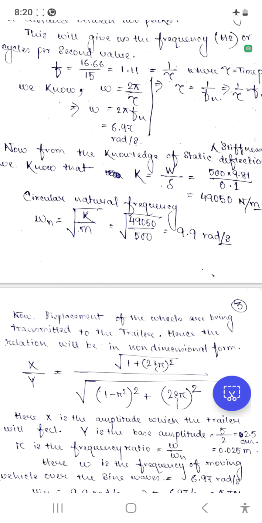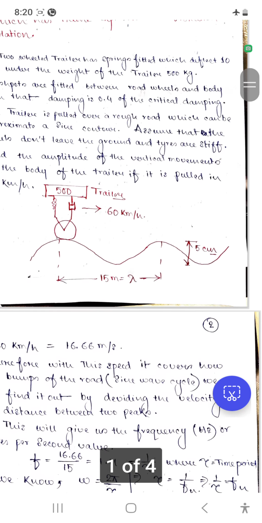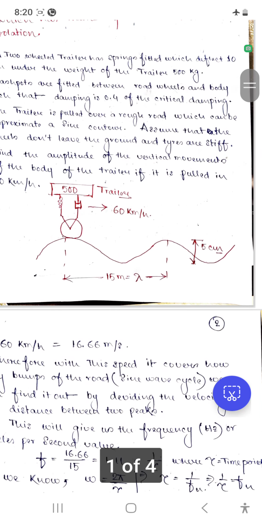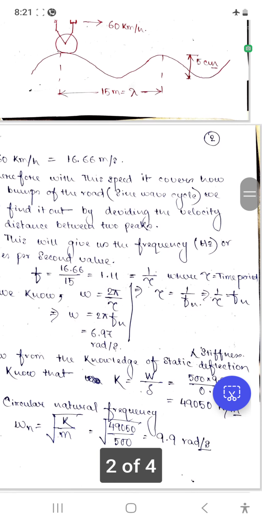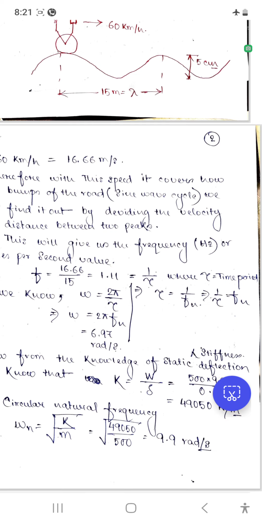And it can be more than that also. The displacement amplitude here is 2.5, so it can be more also. The effect on the trailer can be more, because in that domain the transmission ratio is greater than 1, so it will be more, we know.